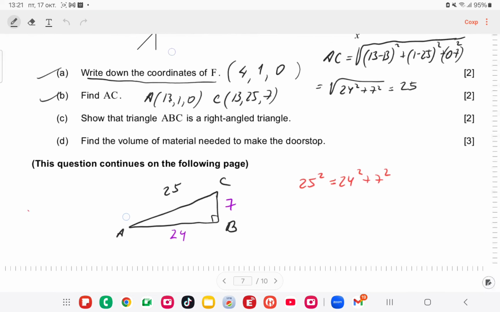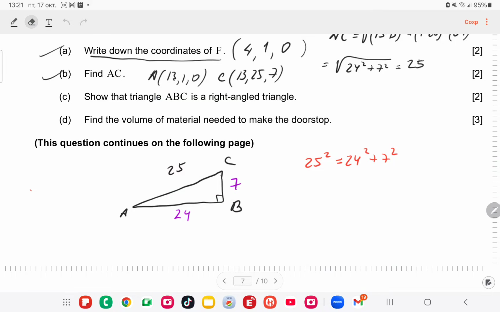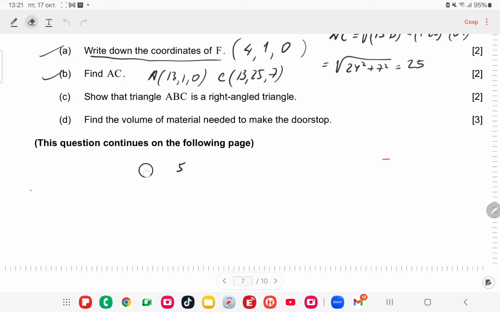Yeah, by the way, we didn't answer part D. So sorry, we did. Let's turn to part D first. I'm thinking why it's happened here. In part D, find the volume of material needed to make the door stop.